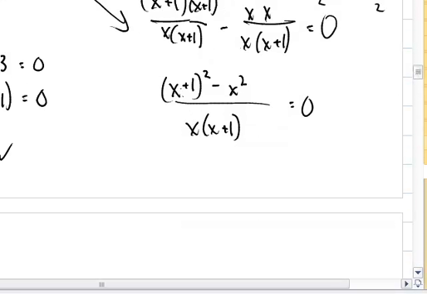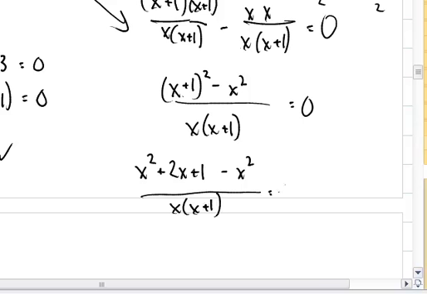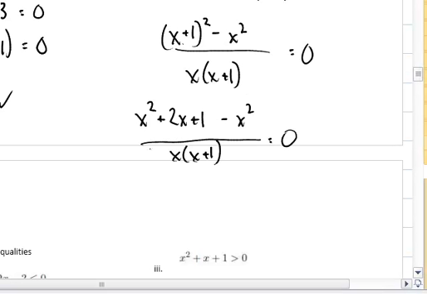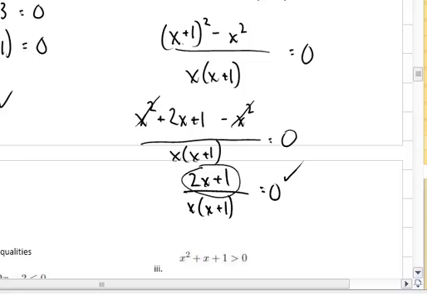I'm going to FOIL this. And then I'm going to cancel that term with that, because that's x squared and then minus x squared. So I basically have 2x plus 1 over x times x plus 1. So now to find the zero of a rational function, I just have to look at what the numerator is. And so I'll set 2x plus 1 equal to 0. X is equal to negative 1/2.